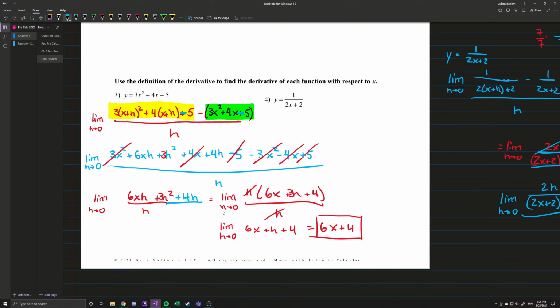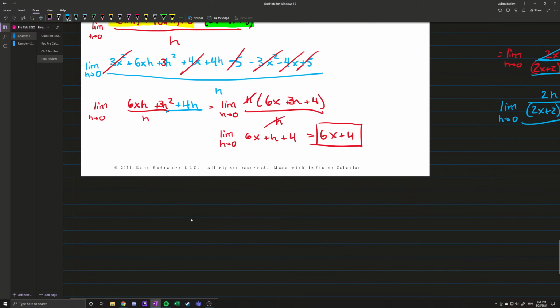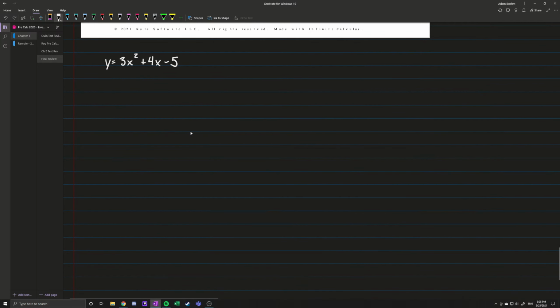So hold on a second on the binomial expansion because we're already here. So really quickly on number 3. 3x squared plus 4x minus 5. We need the limit as h approaches 0, the distance between our two points is going to 0, of f of x plus h, f of x plus some distance, minus our original point, all over h.